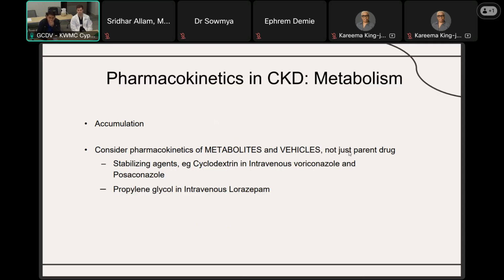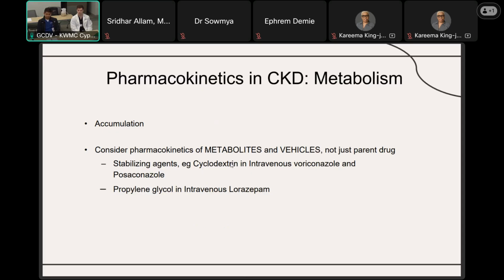So vehicles are the components of a medication that helps the medication be more stable. So for example, cyclodextrin is what is used as a vehicle in intravenous voriconazole and posaconazole. So intravenous voriconazole and posaconazole is not stable on its own. Cyclodextrin is used as a solubilized agent, so these medications can actually stay on the shelf for longer. Same as we know, propylene glycol is a vehicle for intravenous lorazepam.